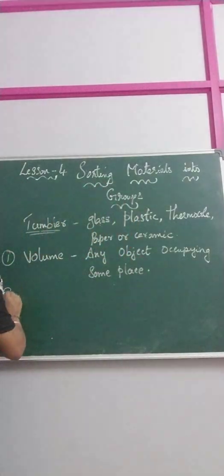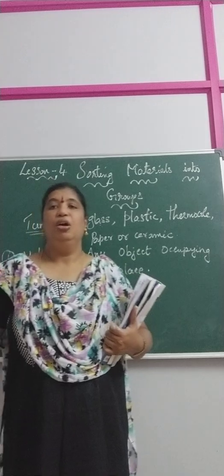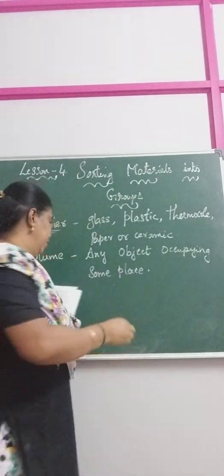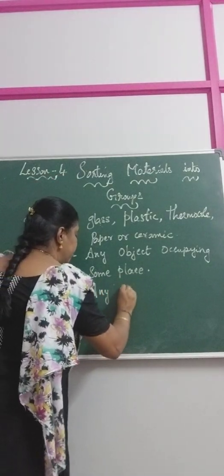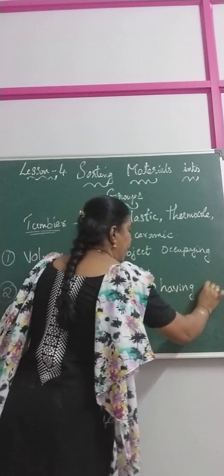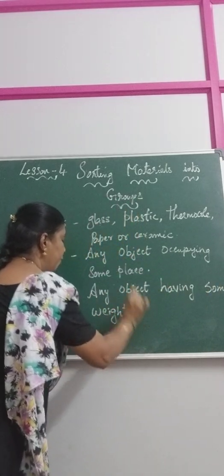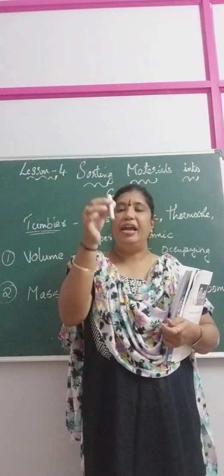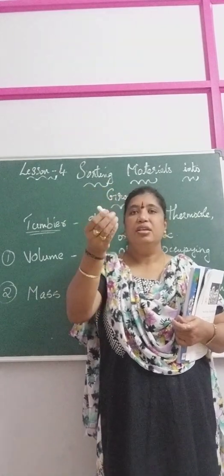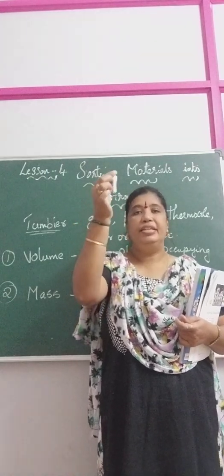Now, the next important part which we should look at in material is something called mass. What is mass? If any object is having some weight, it is called mass. Even if I write with a chalk, I say there is a mass for this chalk. Why? Because it is having some small weight which I can hold. Yes, so it is having a mass.